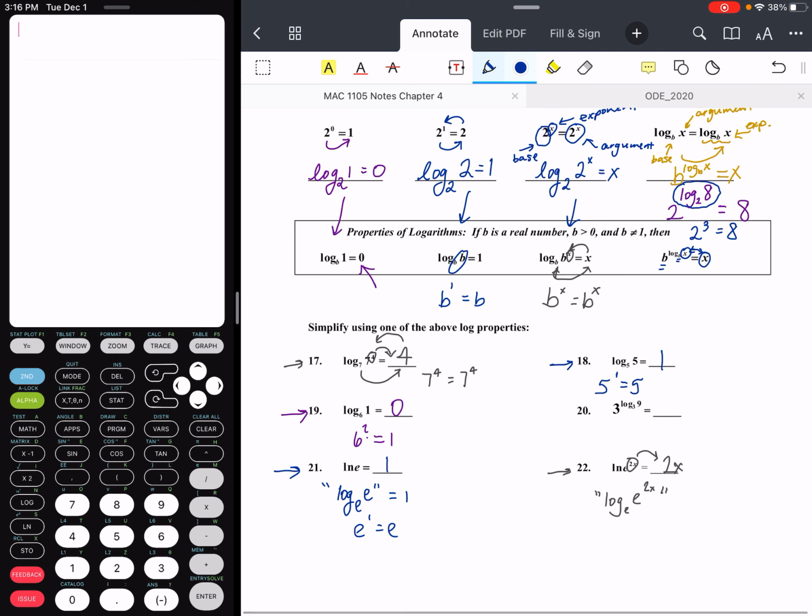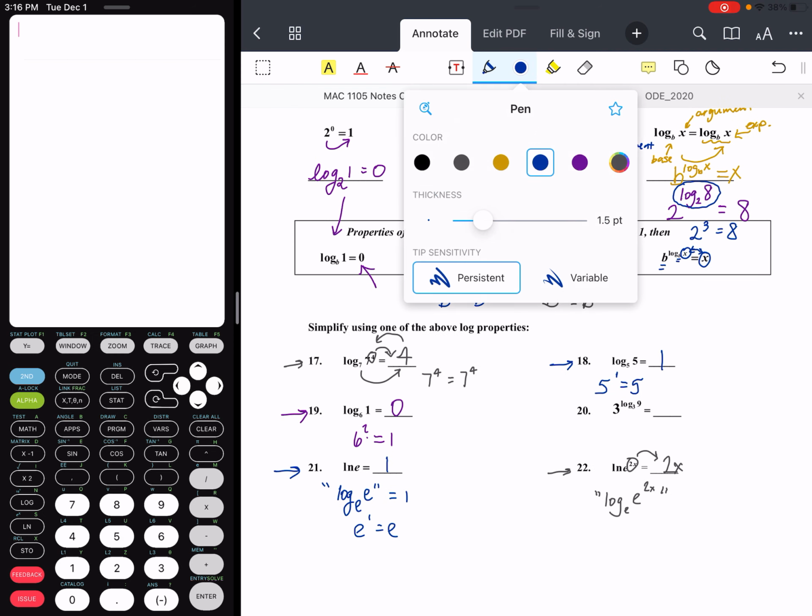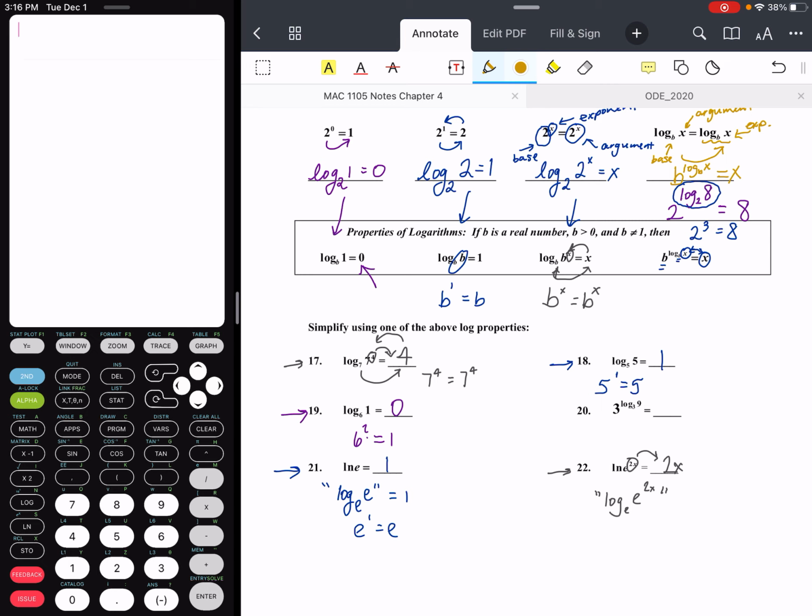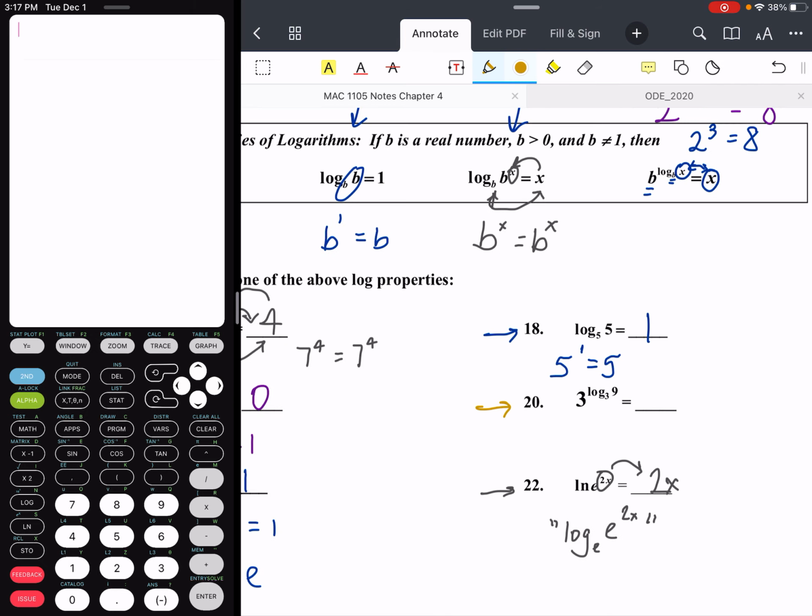Okay, so let's take a look at number 20, and I'll pick this yellowy color again, so number 20. All right, 3 raised to the power log base 3 of 9 equals what? So copying off of this property up above, we have the matching base 3's, so that tells me that I'm going to have a 9 on the right side of this. But let's break this down and see why that result is 9. So this says 3 raised to the power log base 3 of 9. Let's just isolate that log base 3 of 9 for a second.